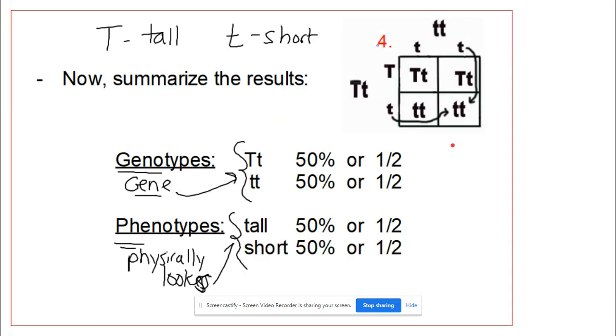Now you're not quite done yet because you want to summarize the results. Just a reminder, anything with a capital T is going to appear tall. That's its phenotype. Anything with a lowercase t is going to appear short. So when we look at the results, we want to write the genotypes. That would be these letters. So how many of them are big T, little t?